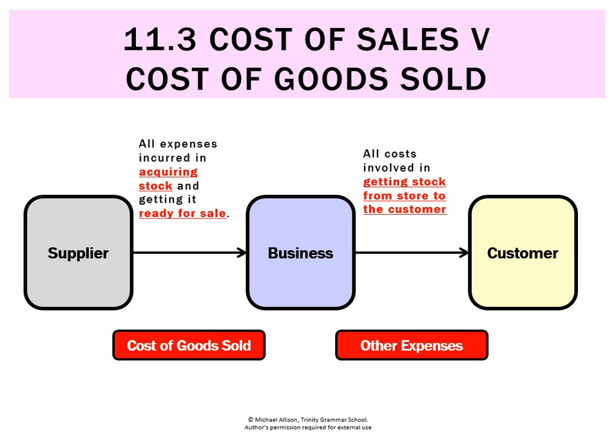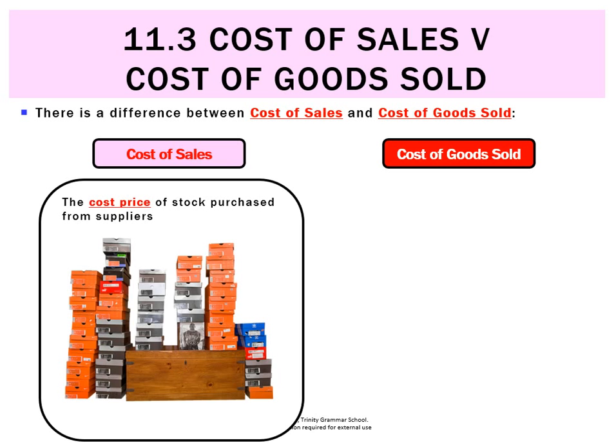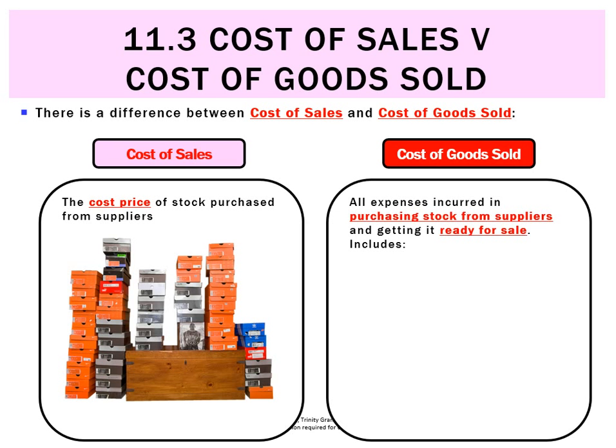Cost of goods sold is actually the costs or expenses in getting the stock and getting it ready for sale. So they're slightly different. That means there's a difference between cost of sales and cost of goods sold. Cost of sales is simply the cost price of stock purchased from suppliers. So I might buy a pair of Nike shoes for $50 and sell them for $200. The $50 is the cost of sale or the cost price. Cost of goods sold is different. That is what we call all expenses incurred in purchasing stock from suppliers and getting it ready for sale.